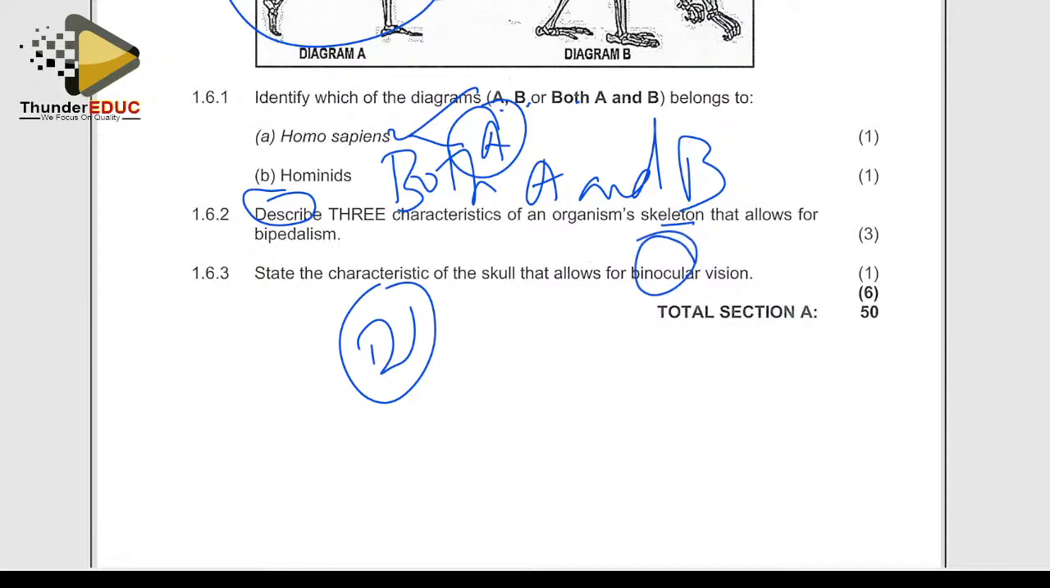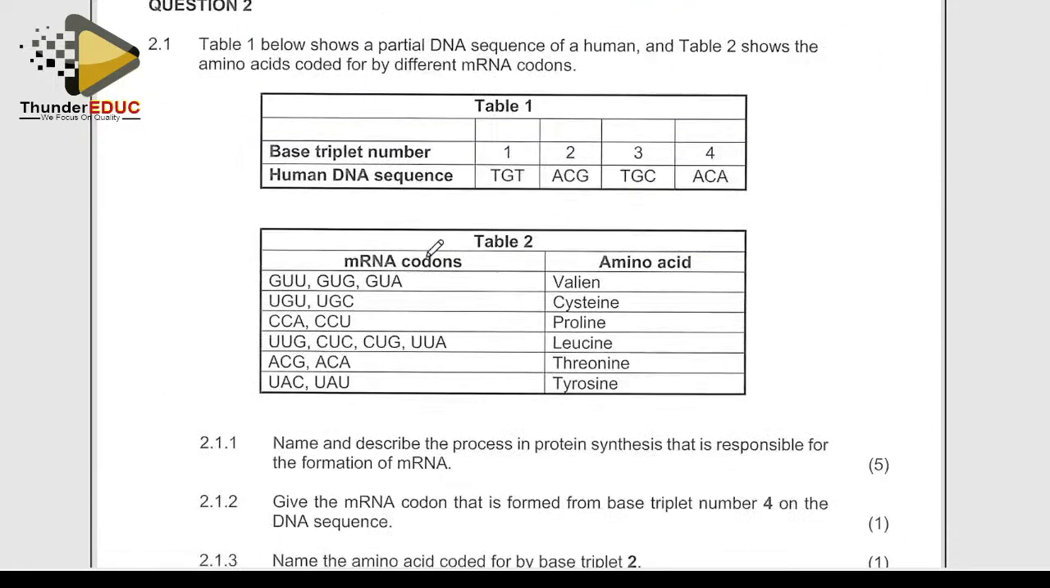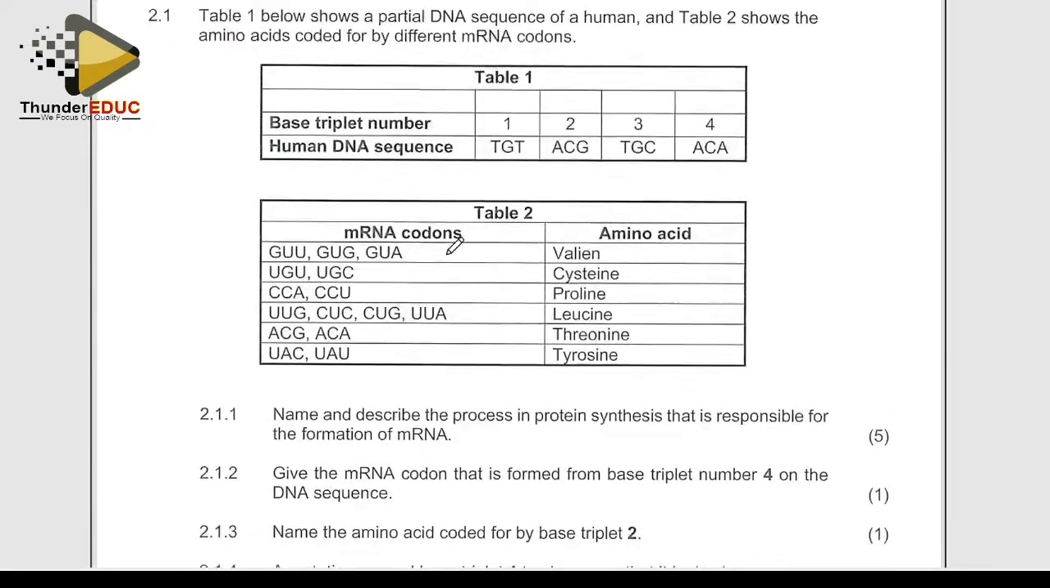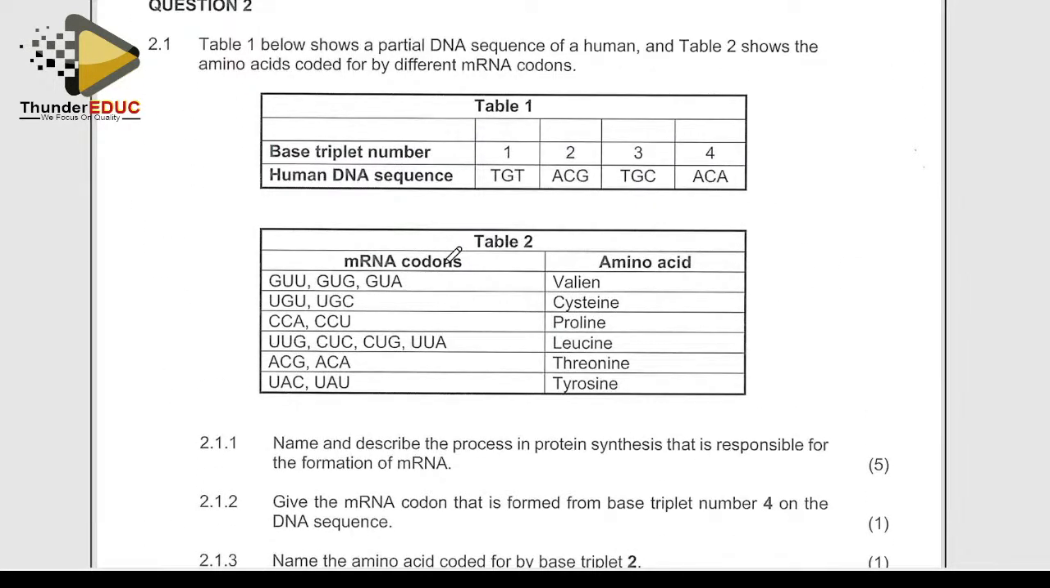Binocular means you're able to see with the two eyes. So two eye sockets meaning that they will have two eyes. You understand? Yes. I think that is it. If you got another answer which is correct, then they'll also consider it based on the discussion of the memorandum.